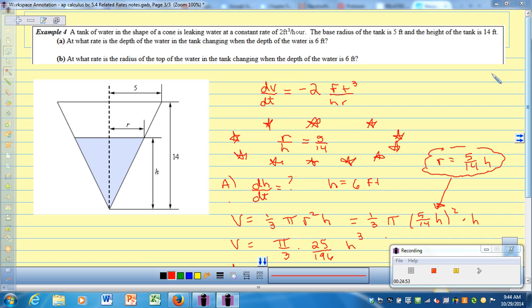And the second part says, at what rate is the radius of the top of the water in the tank changing when the depth is 6 feet? So what am I looking for in part B? I'm looking for dr/dt. And the proximity of my work for letter B here is very nice because I have an equation for r right here, right? That's the easiest place to get dr/dt. So r equals 5/14 h.